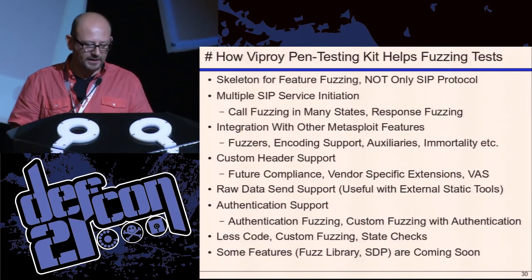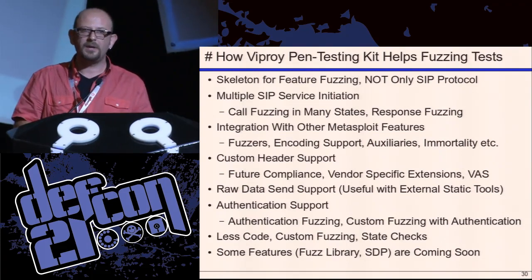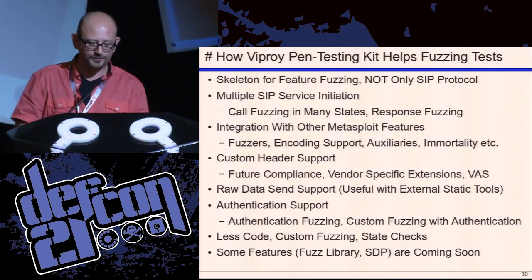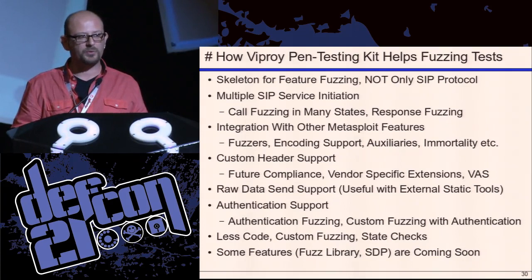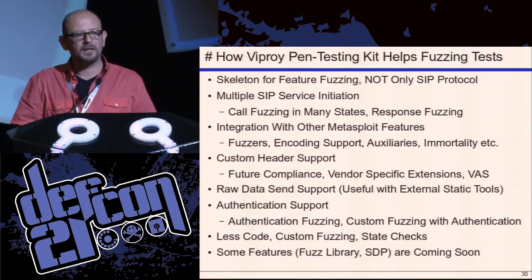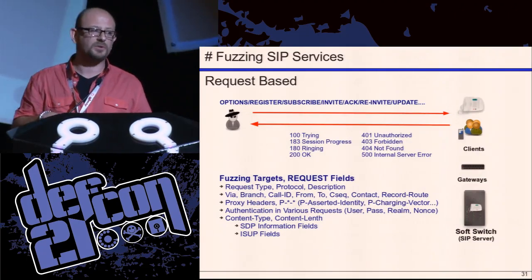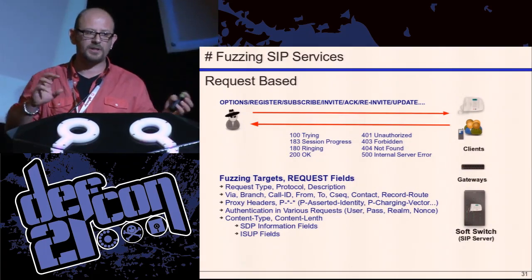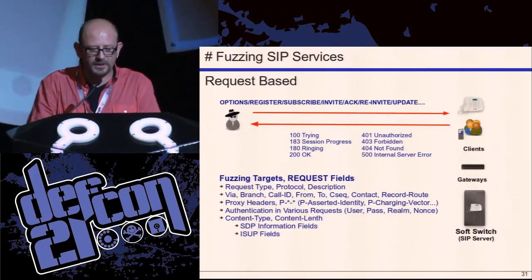Okay, Viproy, how does it help you? It has a basic SIP library. A few modules have dumb fuzzing support. I will show you. Also, we have custom header support, so we can easily bypass many things before fuzzing. Also, less code, only 20 lines, maybe more. We can easily develop our tools. Also, it has raw request support, so you can combine it with your generic fuzzer. It's really free. Fuzzing SIP services request-based.